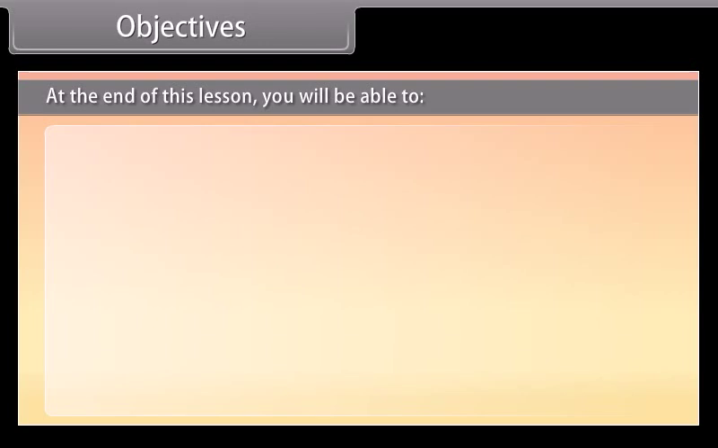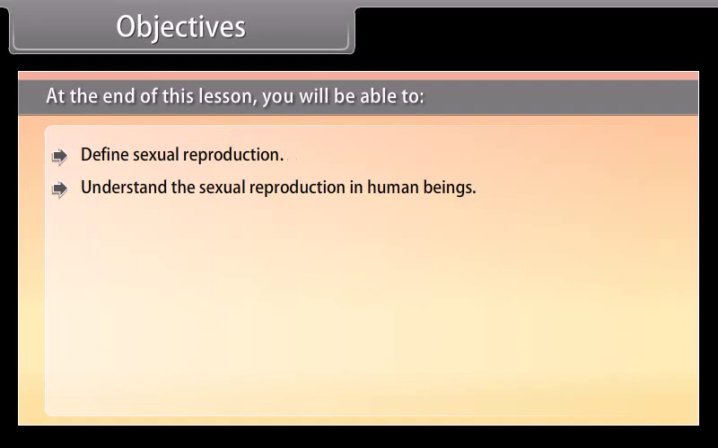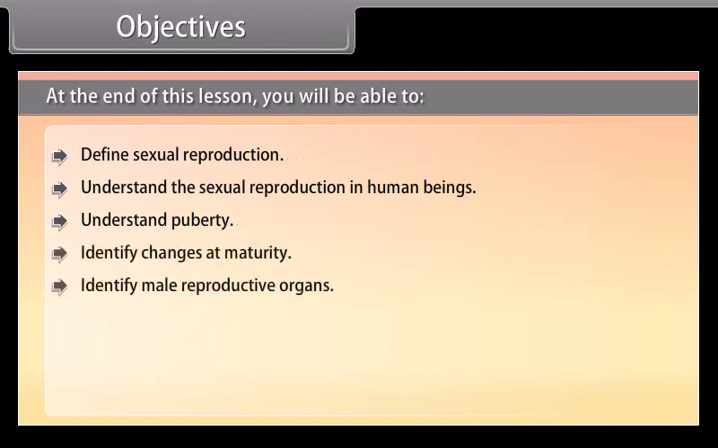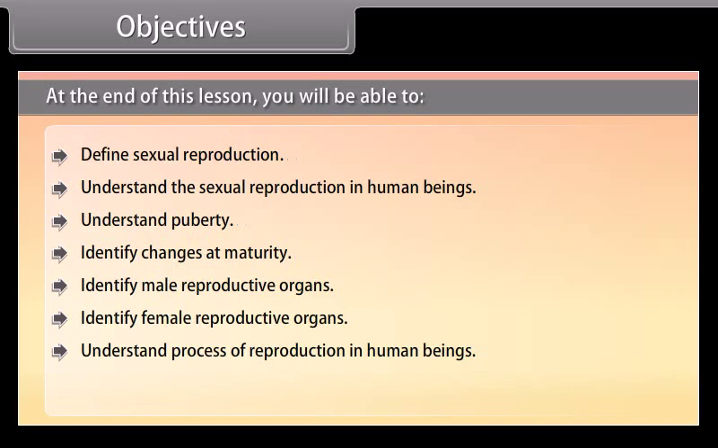Objectives. At the end of this lesson, you'll be able to define sexual reproduction, understand sexual reproduction in human beings, understand puberty, identify changes at maturity, identify male reproductive organs, identify female reproductive organs, understand the process of reproduction in human beings, and understand menstruation.